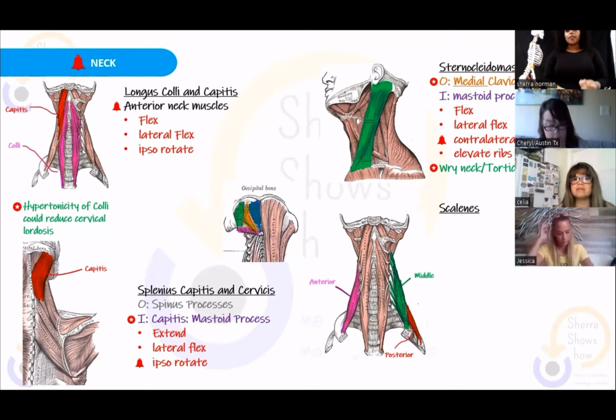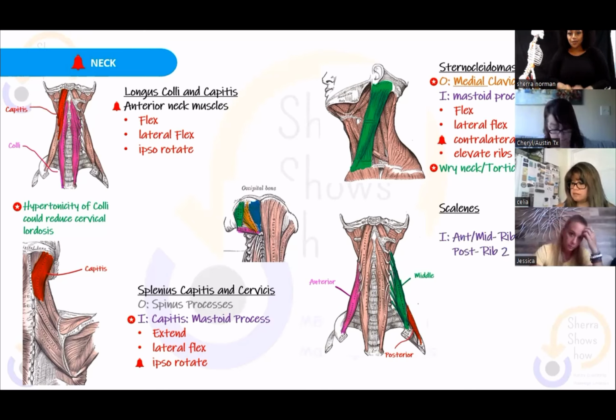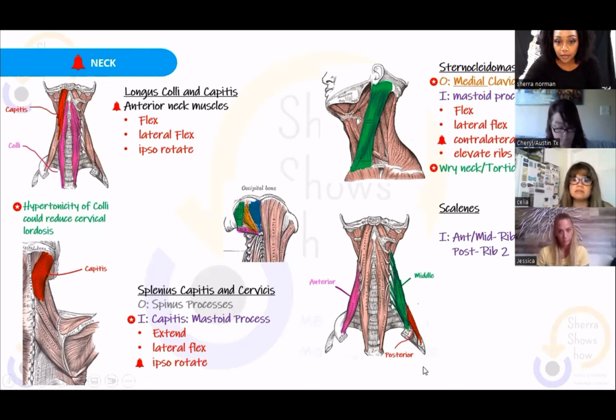Okay, scalenes are right there with them. In your studying, I would stick scalenes and sternocleidomastoids together. They do the exact same thing. They're front of neck muscles and they're contralateral rotators. You do want to know, this was a test point, if you're going hard on your origins and insertions, the anterior and middle scalenes attach to the first rib. You can see that right here. There's your anterior and middle scalenes. They attach to the first rib. Posterior scalenes attach to the second rib.